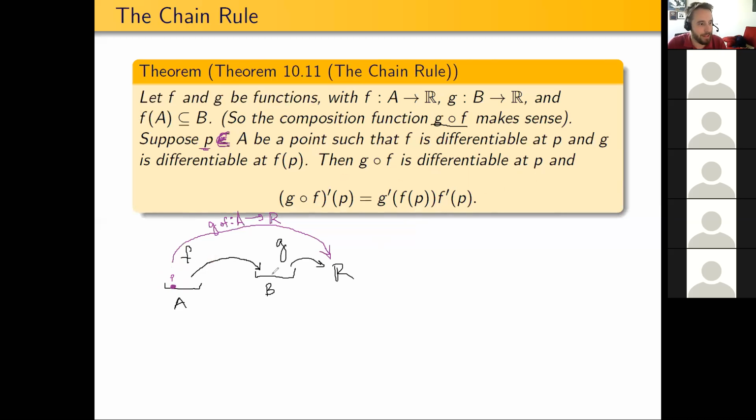So P maps into here, and maybe this is the point F of P. So the function F is differentiable at this point in its domain, and G is differentiable at this point in its domain. So with all of that, a lot of specifications there, we can conclude that G of F, the composition, is differentiable at P, and that G of F prime is equal to G prime of F times F prime, right? So the chain rule that we know and love, G prime of F of P times F prime of P.